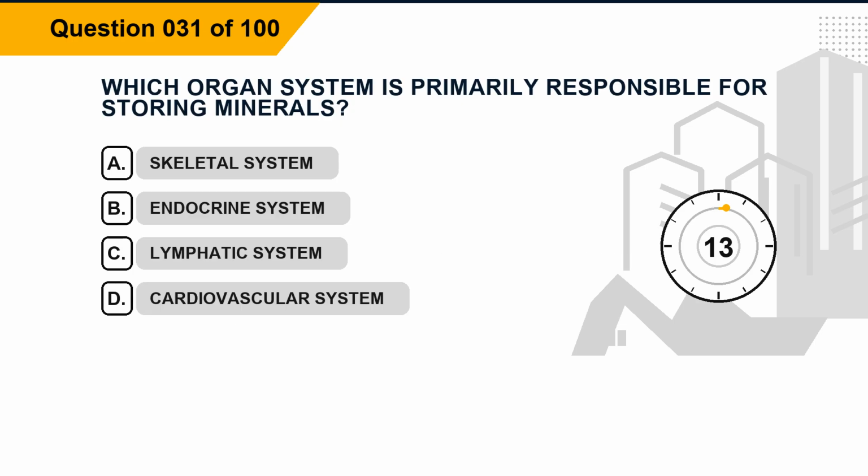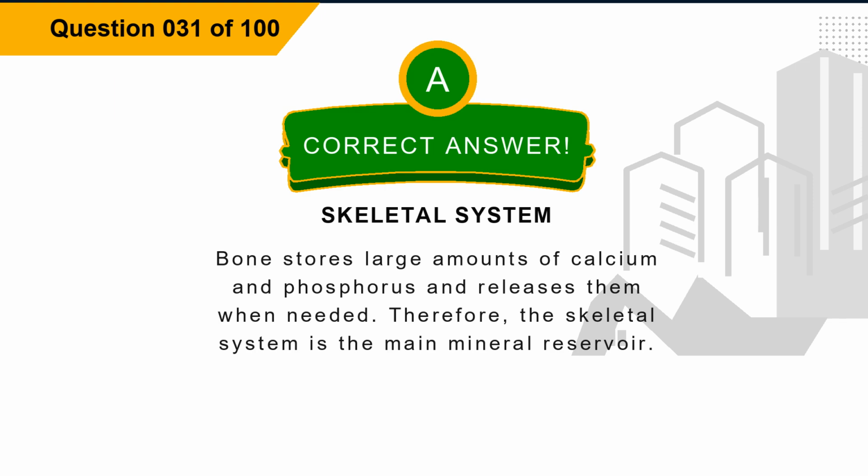Question 31. Which organ system is primarily responsible for storing minerals? Option A, skeletal system. Option B, endocrine system. Option C, lymphatic system. Option D, cardiovascular system. The correct answer is option A, skeletal system. Explanation: bone stores large amounts of calcium and phosphorus and releases them when needed. Therefore, the skeletal system is the main mineral reservoir.